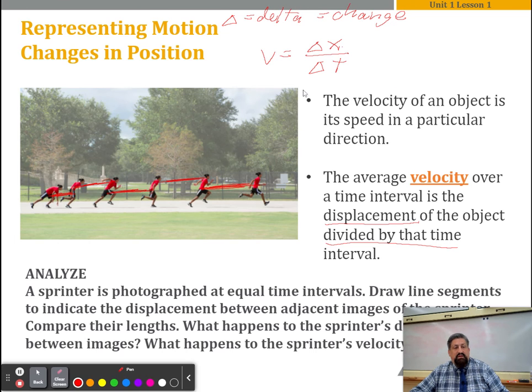Remember, delta t is the same at point 1 and point 2 and point 3 and point 4, but delta x is getting bigger. These lines represent the sprinter's displacement. And as the displacement gets bigger, as the time interval stays the same, the velocity increases. So when the velocity increases, we say that person has a positive acceleration.